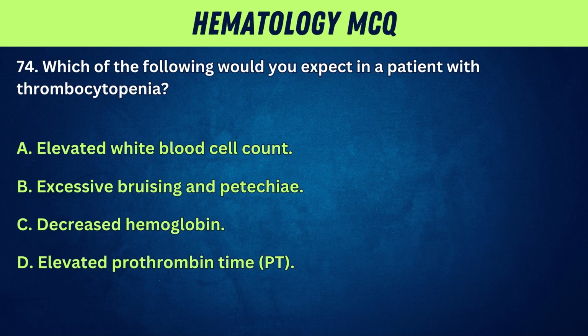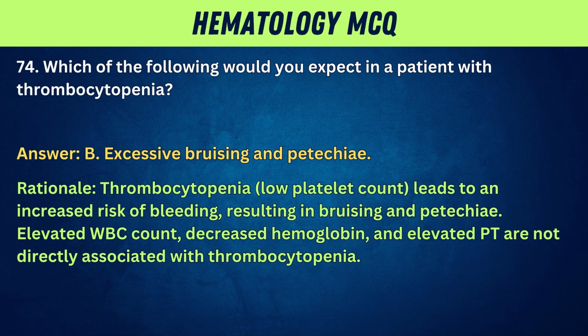74. Which of the following would you expect in a patient with thrombocytopenia? A. Elevated white blood cell count. B. Excessive bruising and petechiae. C. Decreased hemoglobin. D. Elevated prothrombin time, PT. Answer: B. Excessive bruising and petechiae.